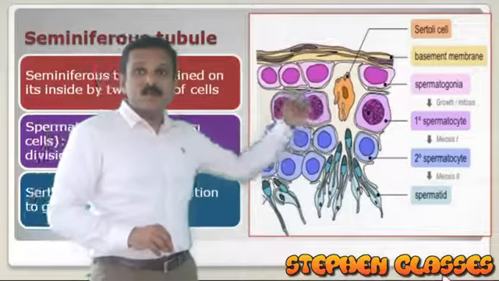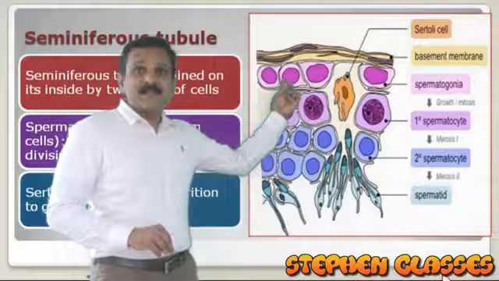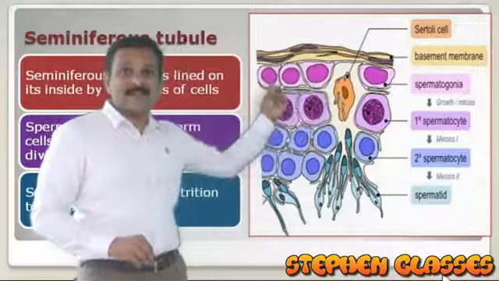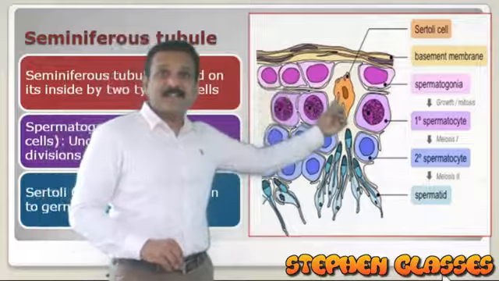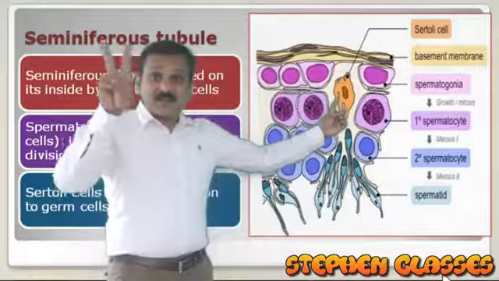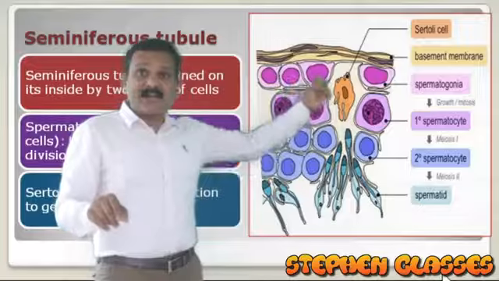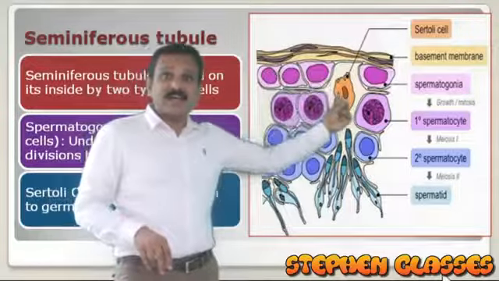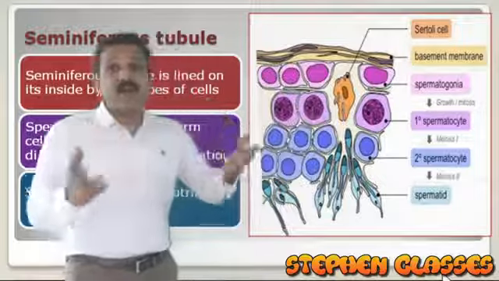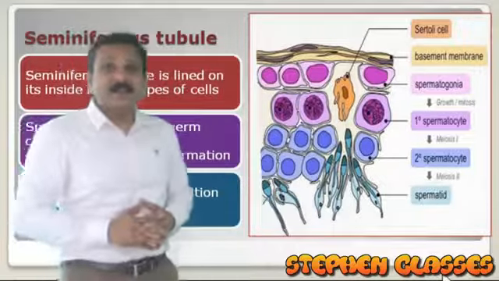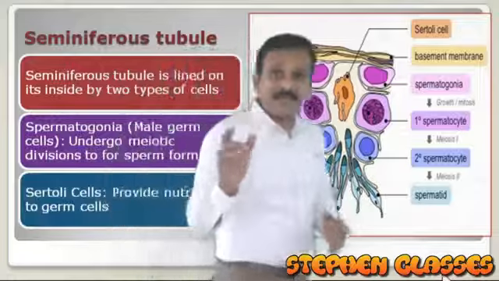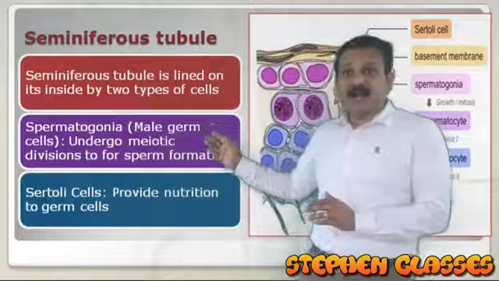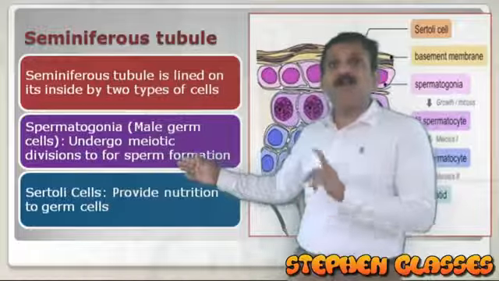The two types of cells are the spermatogonial cells, here in the violet color, and also the Sertoli cells. So the seminiferous tubule is lined on the inside by two types of cells, spermatogonia and Sertoli cells. And what is the function of these cells? You have to study the function of these cells. The function is very important. Spermatogonia undergo meiotic division to form the sperm cells.